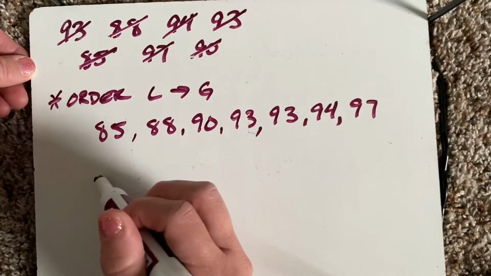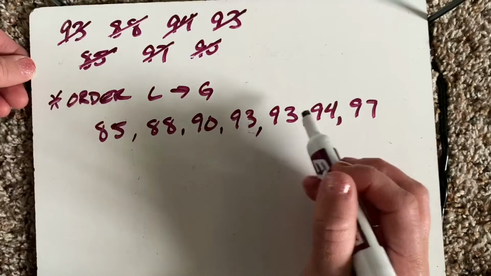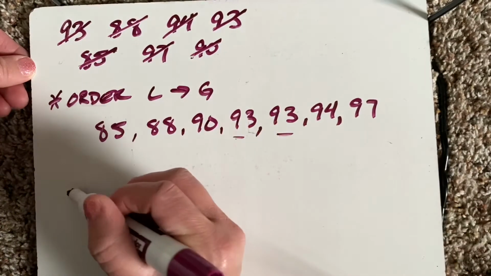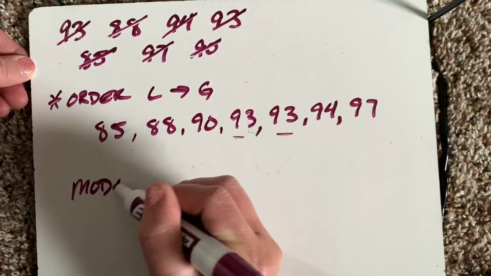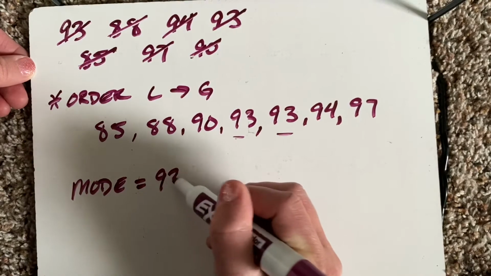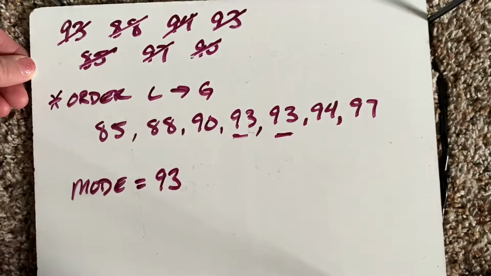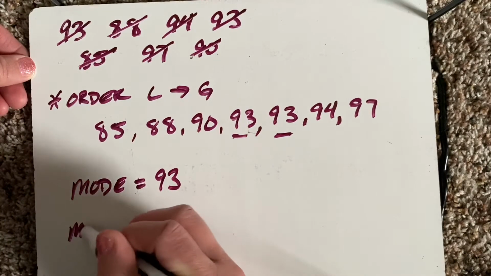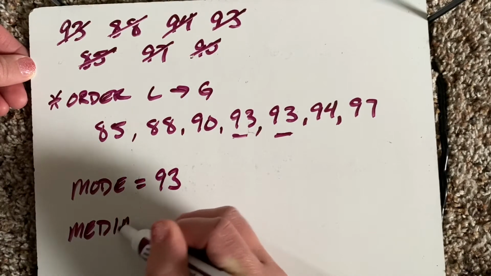Okay, so right away I can see a data point that is listed more than the others. So 93, it's listed twice. That means Dina got a 93 on 2 tests. And guys, that's our mode. That's as easy as mode is. It's just which number is listed more than all the others.